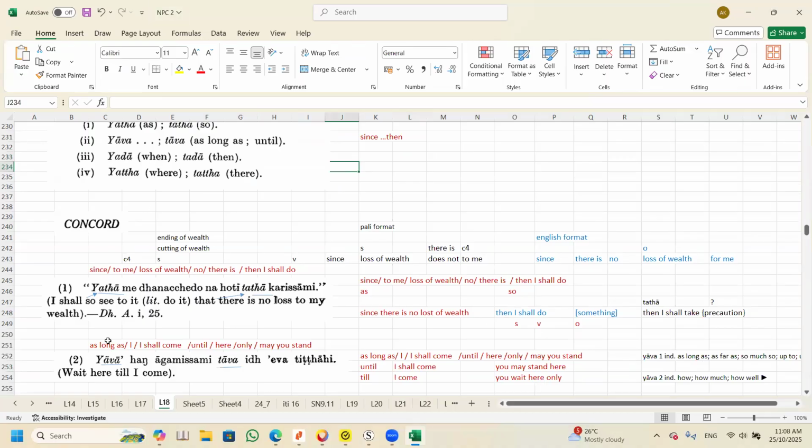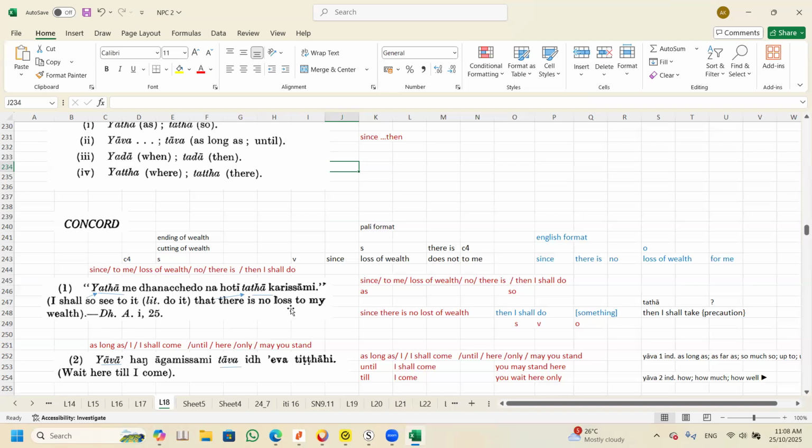Okay, "I shall sow, see to it." You understand already? In English, "I shall sow, see to it." Right. Then you say "tata", that there is no loss to my wealth. Can you answer? English is like that.